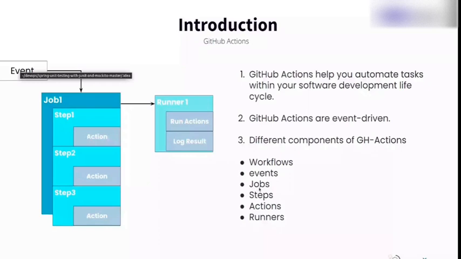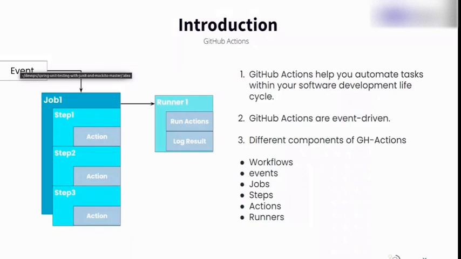The third one is jobs. Let's suppose you want to perform a particular task. For that, a single task we can call a job. So you need to specify the different jobs for your workflow, what exactly the task is that you need to perform. For a single job there can be multiple steps, so you need to also specify the steps, and then the actions, which actions you are going to use to perform that task.